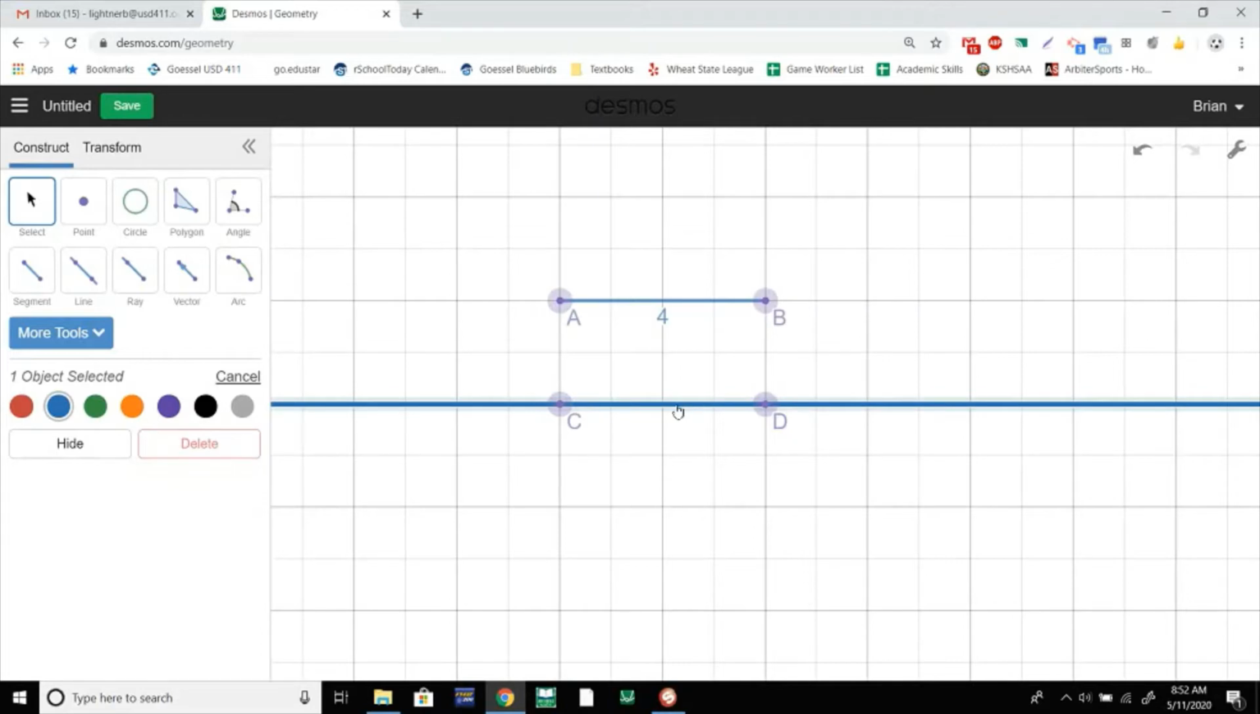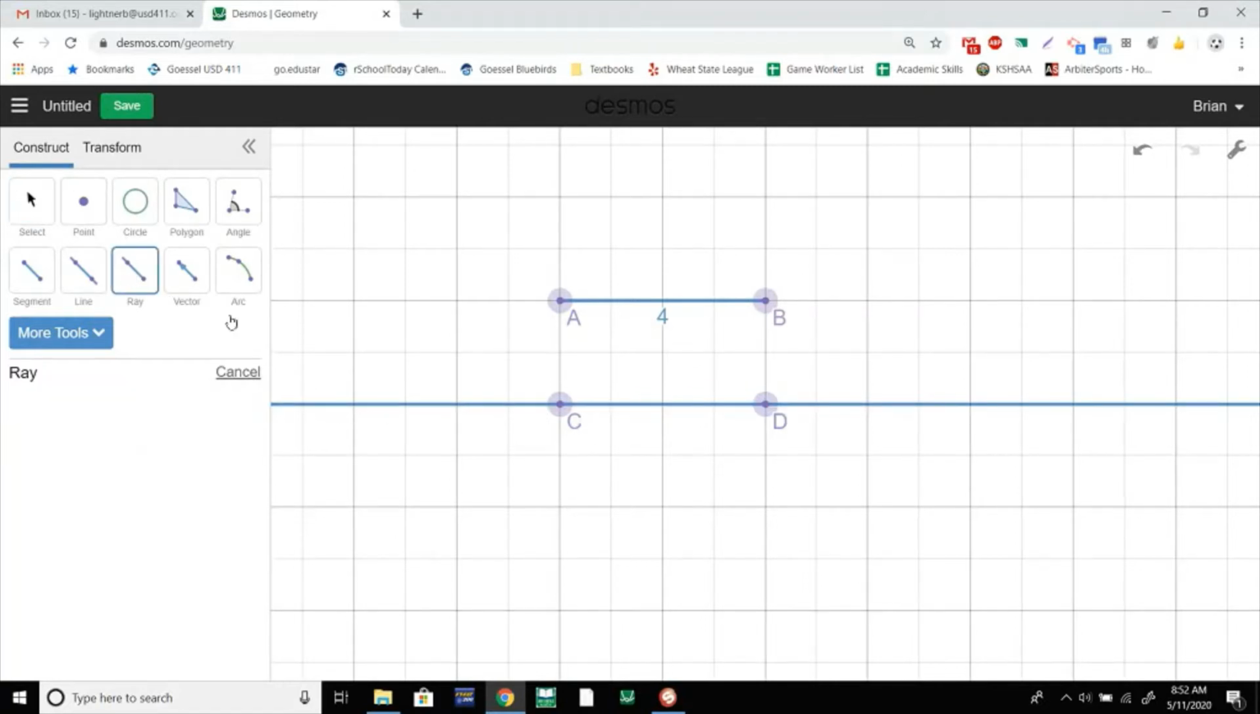If I select this, notice I can't do a label. I can't measure the length of this line because it goes on forever in both directions. So we have points. Two points can make a line segment. Two points can also define a line. There's your definition of that. And then we also have a ray. A ray is an object that starts in one direction and goes forever in that direction.